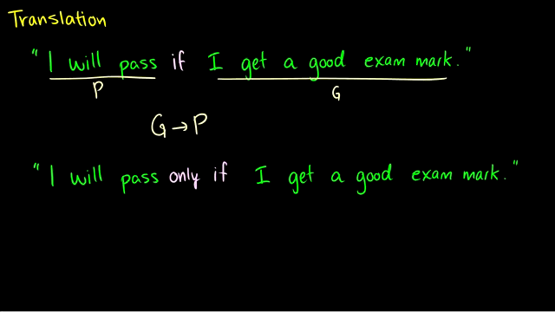Let's compare this with I will pass only if I get a good exam mark. So this is actually the opposite. So this is P arrow G. I will pass only if I get a good exam mark. So what this says is if I pass the course, if this is a 1, if I do pass, then I better be getting a good exam mark. This says if I pass, then I better have gotten a good exam mark. So if I pass, but I don't get a good exam mark, then this is going to be false.